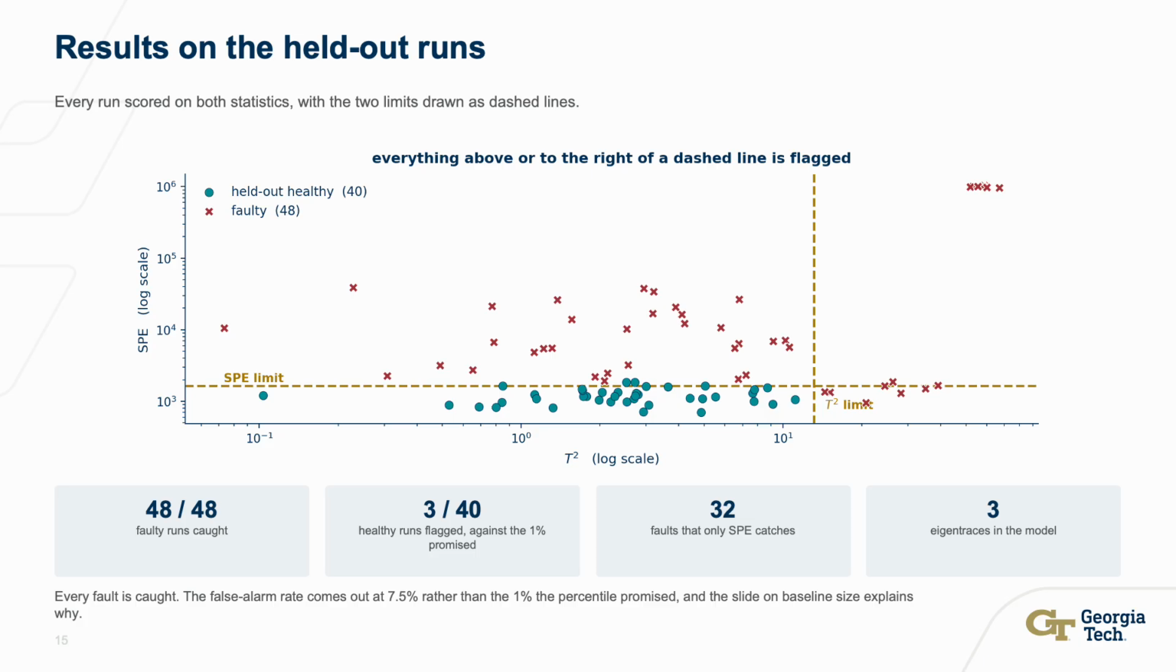And one honest observation, a few faults sit close to the limits. On a benchmark with slightly different severity or with a baseline collected under slightly different conditions, those would be the ones that flip. The perfect score has very little margin behind it, and the next 2 slides are about that margin.